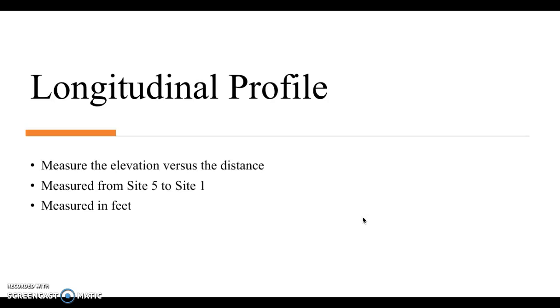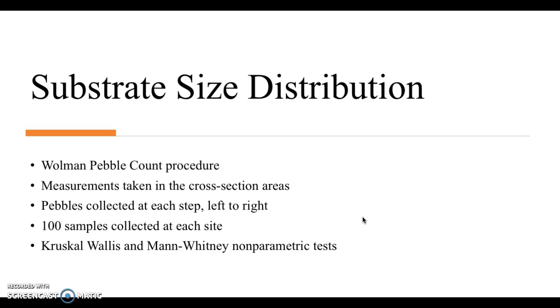Going along with cross-sectional measurements is longitudinal profile. Longitudinal profile measures the elevation versus the distance. Again, sites 1 through 5 were measured, but the longitudinal profile measured from the top of site 5 to the bottom of site 1. All measurements were taken in feet, like cross-sections, and were based on the 600-foot elevation. Data was collected at each site.